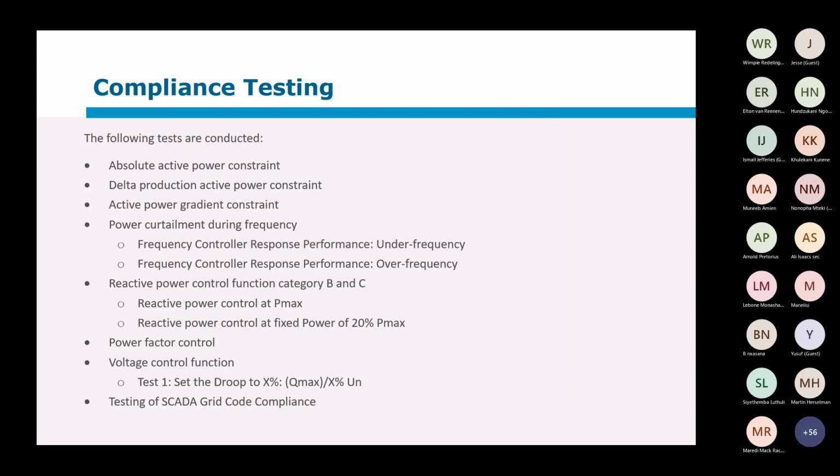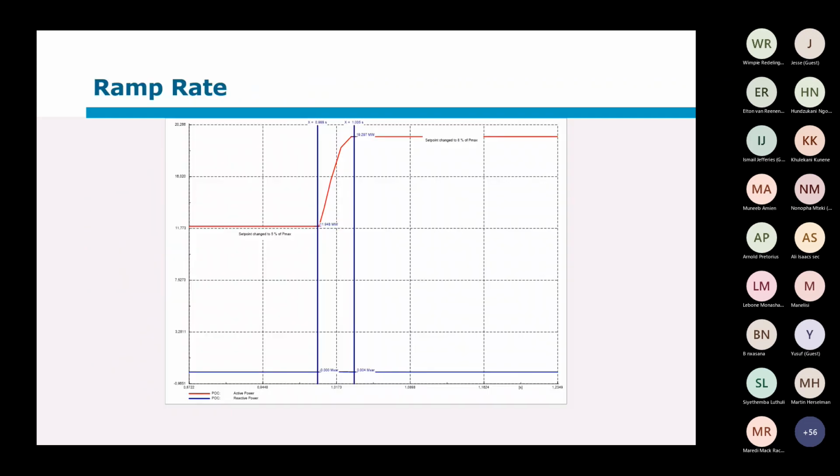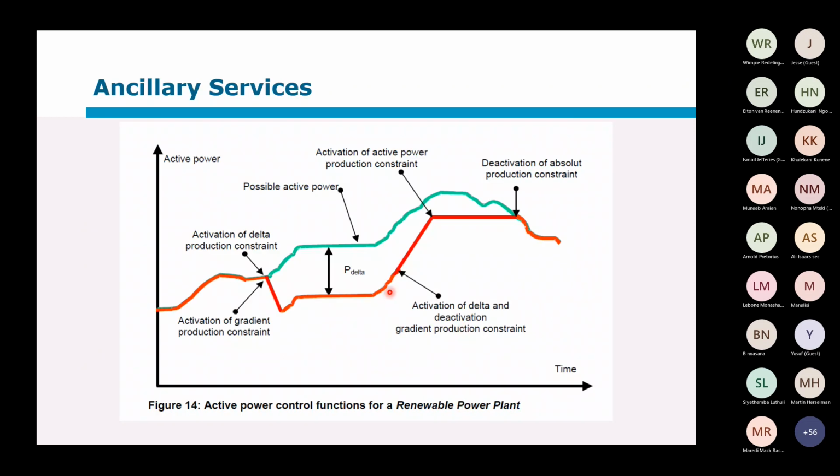Now, the compliance testing: there is that spinning reserve test, delta production, active power gradient. This is how quickly they can increase or reduce the active power. There are cases where you don't want that to change too quickly, especially because of the impact on the larger system, so you must be able to set this.